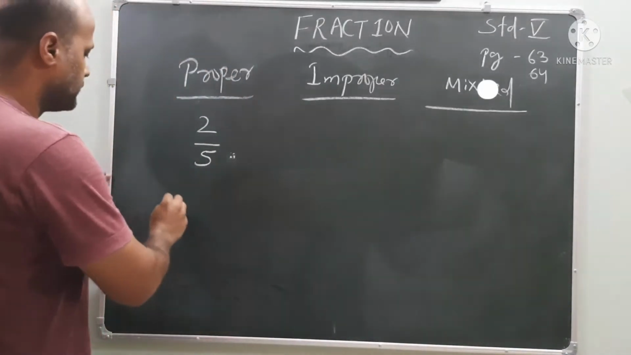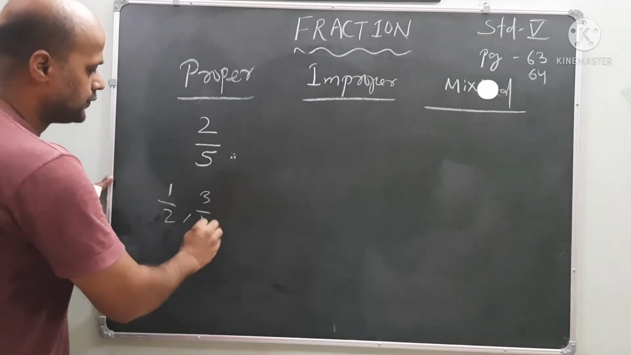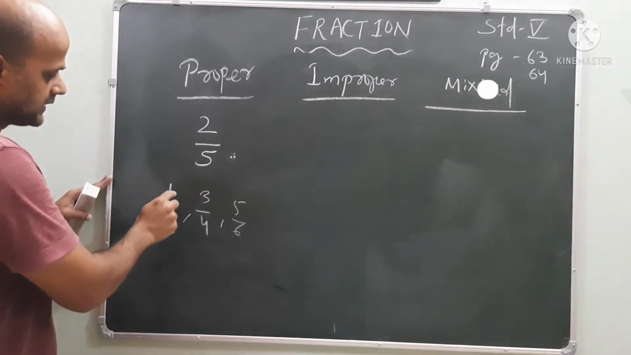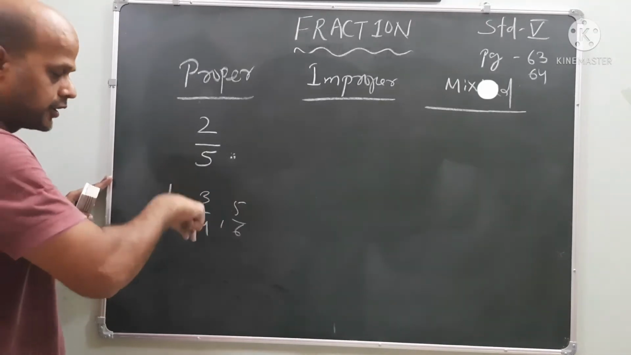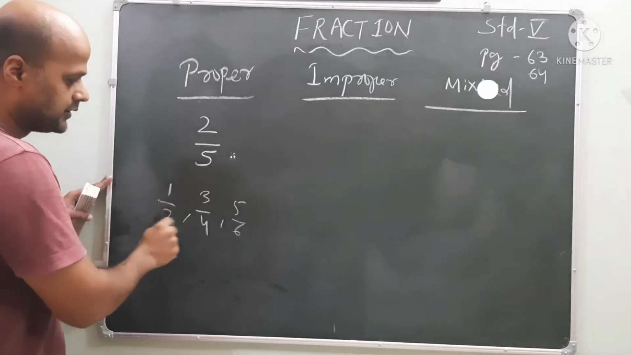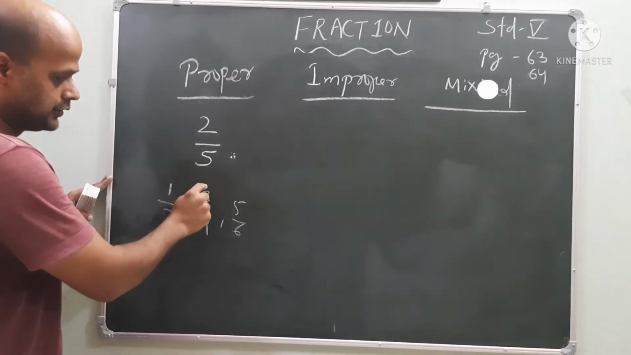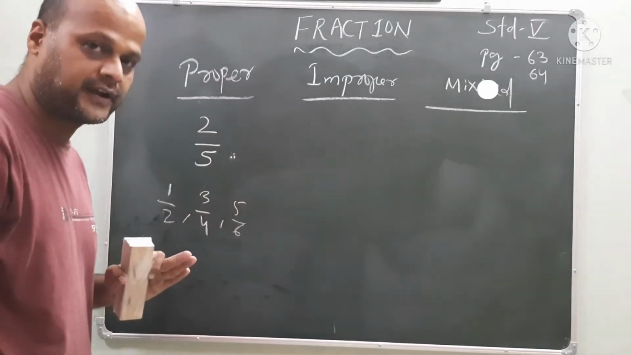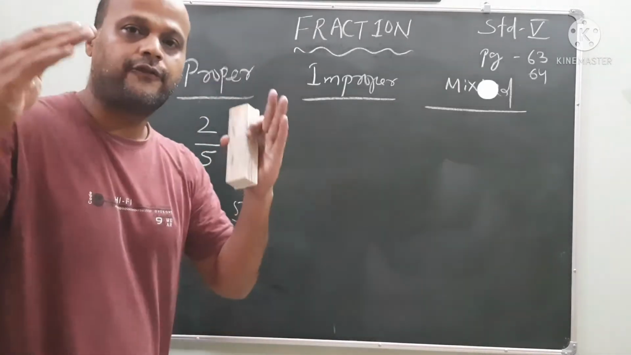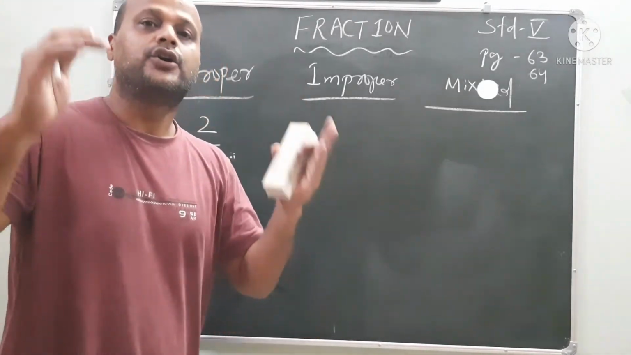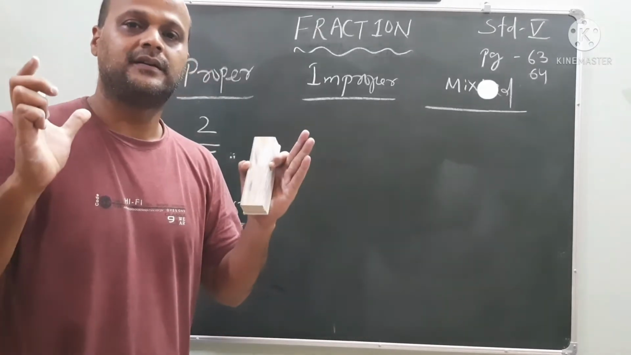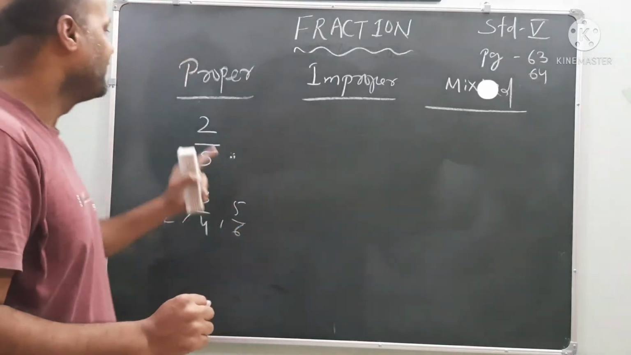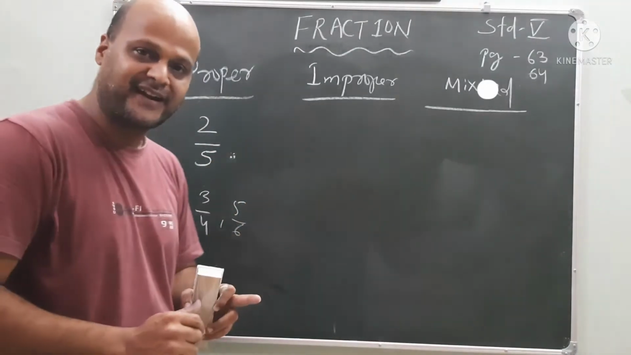What are the examples? 1/2, 3/4, 5/6. Here, notice it. All the denominators are greater than the numerator, or the numerators are smaller than the denominator. Yes or no? 1 is smaller than 2, 3 is smaller than 4, 5 is smaller than 6. Understood, my dear friends? So what is a proper fraction? The fraction in which the numerator is less than the denominator is called a proper fraction.